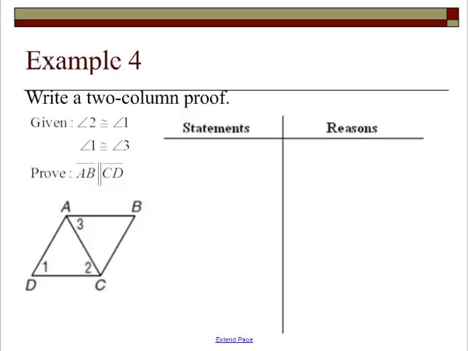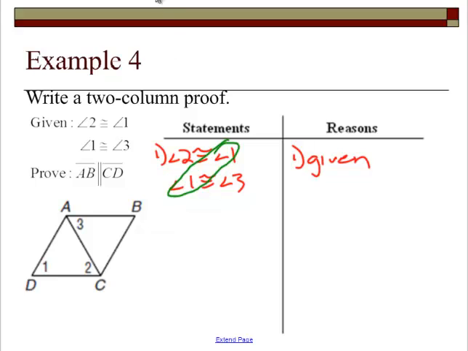Let's try this last one. We know angle 2 is congruent to angle 1. We know angle 1 is congruent to angle 3. And hopefully already you recognize that this is very similar to the previous example. So take a minute, try finishing these last two steps, pause it, and then we'll check the answer.